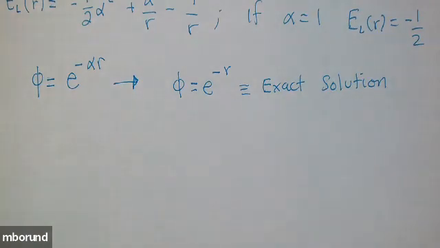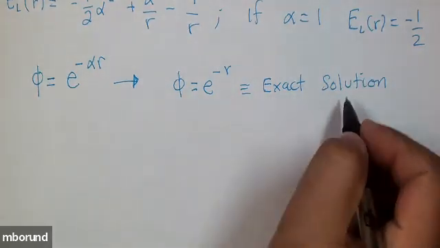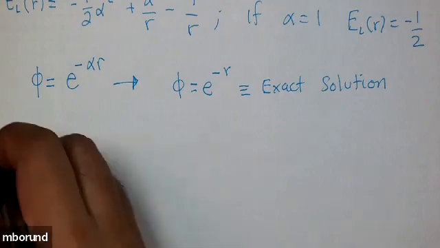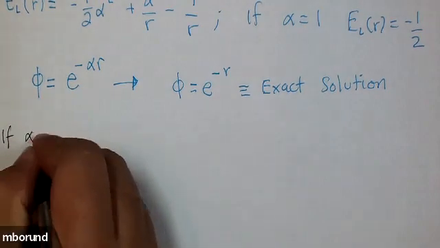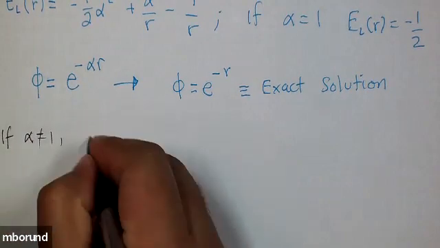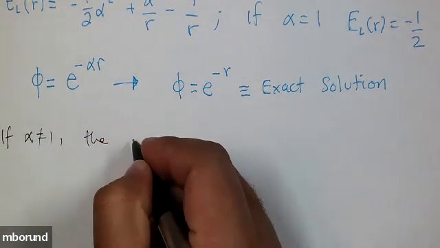So let's continue working in this direction. Let's assume that we do the same thing, but instead of finding the exact solution, let's just vary the whole thing, okay? So let's assume that we are not done. What happens if alpha is not equal to 1? Then you have the general variational energy.